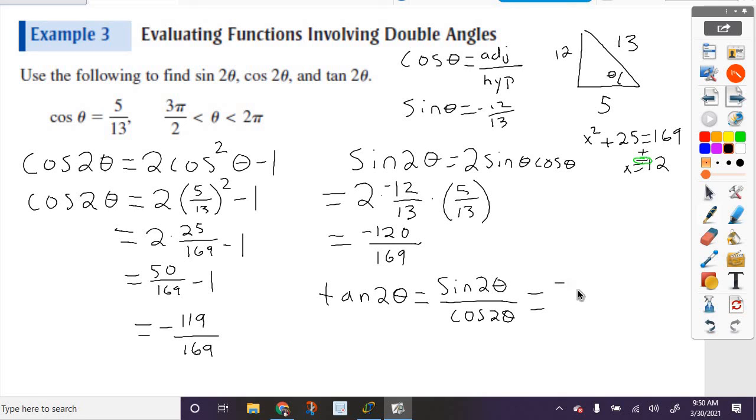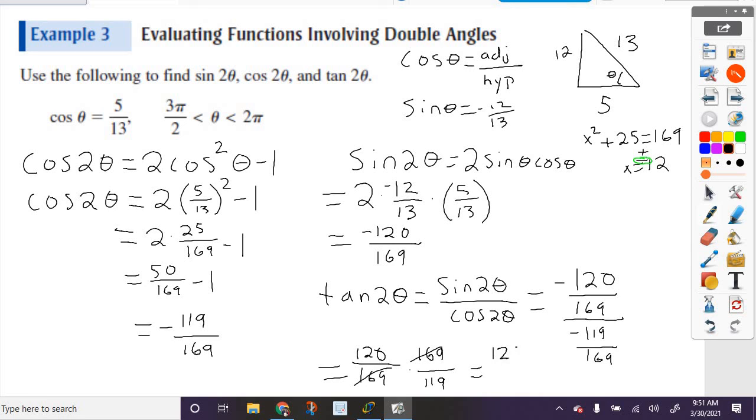So my sine, we said, was negative 120 divided by 169. And my cosine is negative 119 divided by 169. I have a negative divided by a negative, so we will end up with a positive. We have a complex fraction, so again, we're going to need to keep the top fraction, change to multiplication, and then flip our bottom fraction. So notice that my 169ths reduce, and I end up with 120 divided by 119. And now we have found all 3 of our trig functions that it asked for.